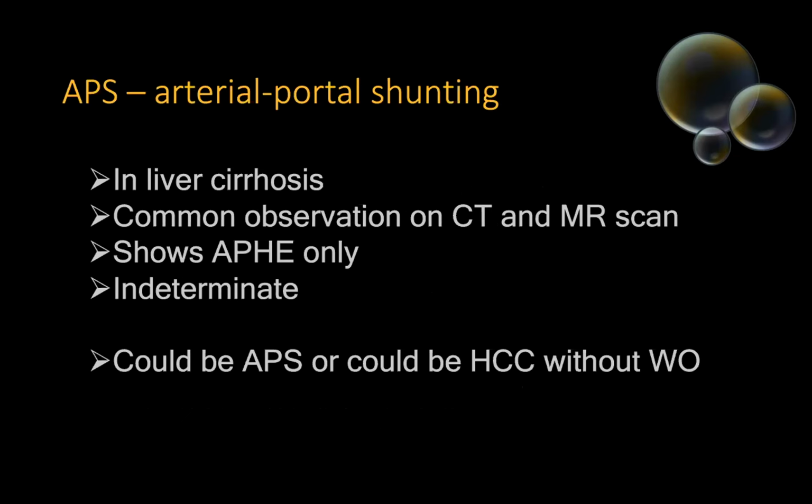This is something that occurs commonly in liver cirrhosis. It's a common observation on CT and MR scan. And how does it show? It shows as arterial phase hyperenhancement only. So it doesn't show a baseline nodule on T1 or T2. It doesn't cause restricted diffusion on MR scans. And these are indeterminate because although they could be correctly designated as arterial portal shunts, they could also be hepatocellular carcinomas, in that many small tumors have arterial phase hyperenhancement only before they develop washout.